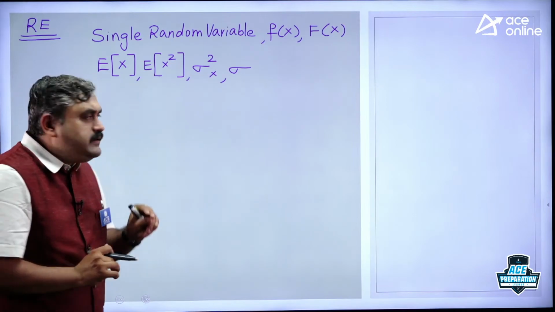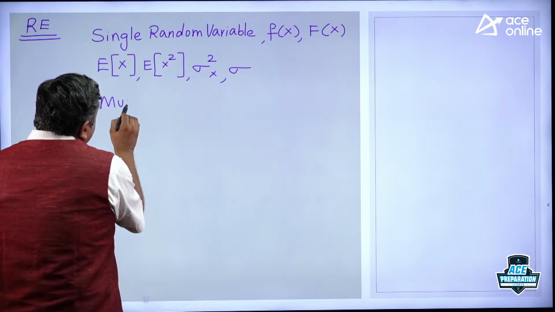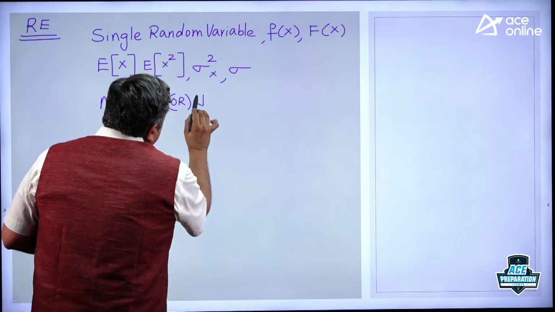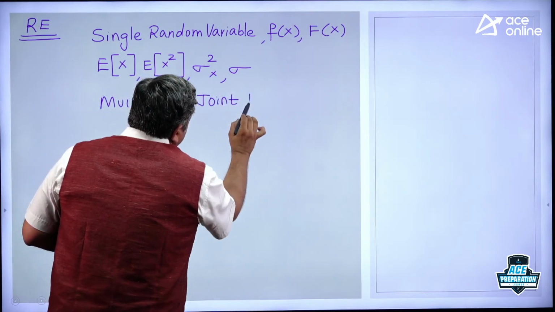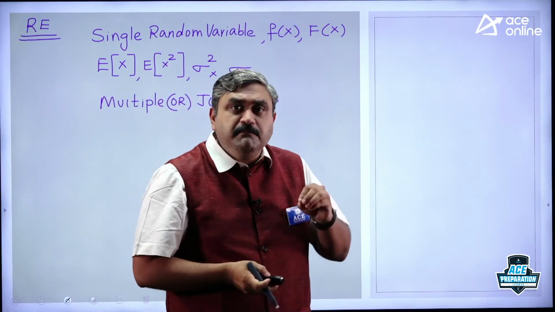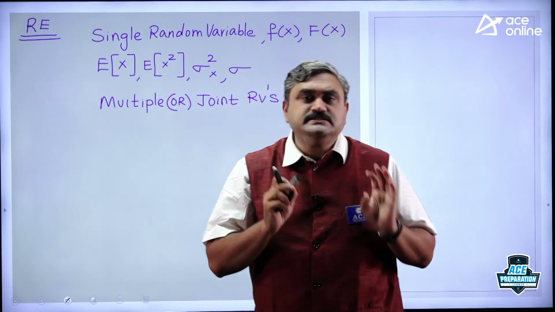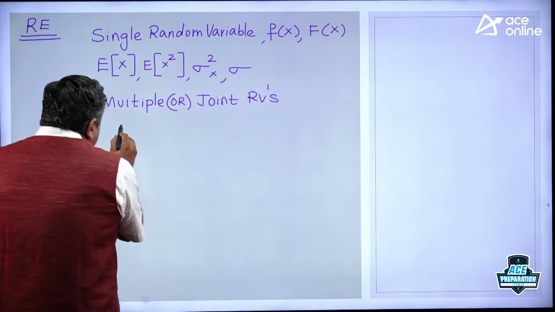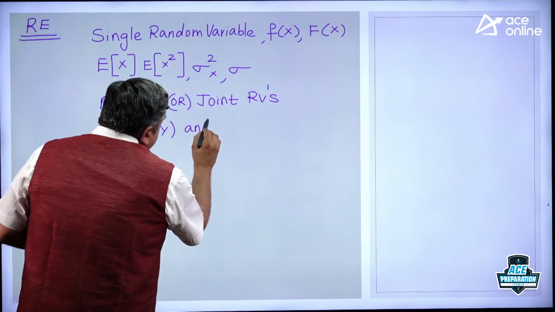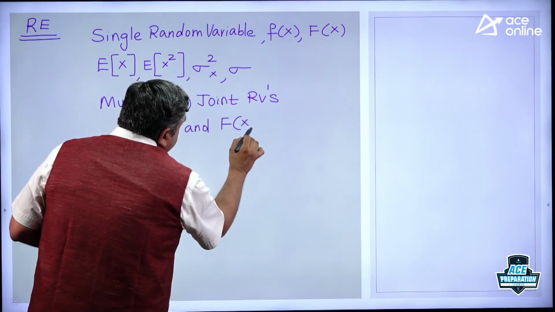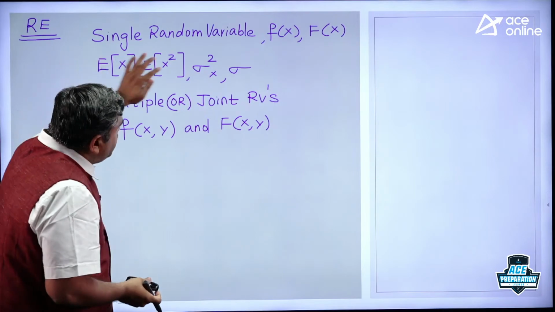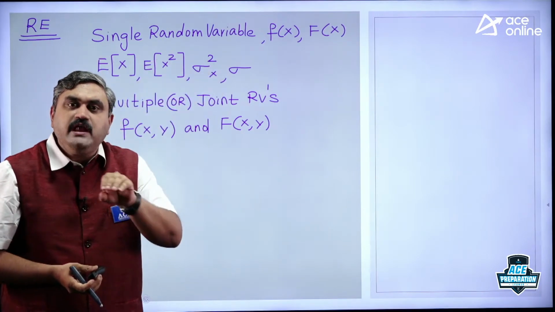Once this part is completed, then you will have joint random variables or multiple random variables. The concept of multiple or joint random variables. That means at the present engineering level, BTech level, you will study the two random variables case. So here we will study the joint probability density function and the joint probability distribution function, capital F of xy. Once you study a single random variable, these are the statistical parameters we have: mean, mean square value and variance.